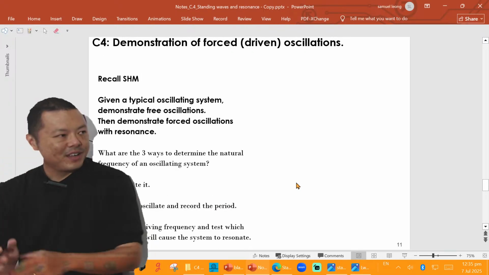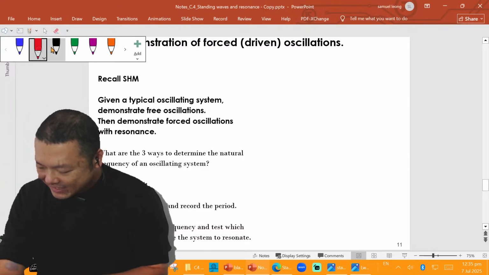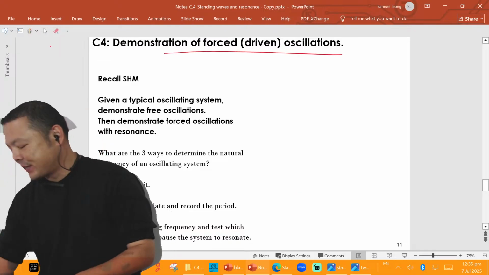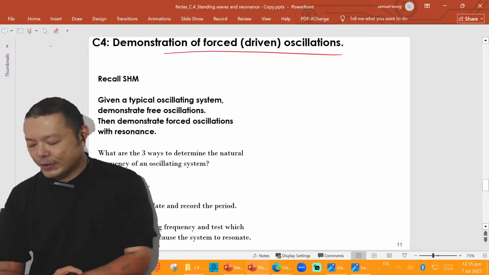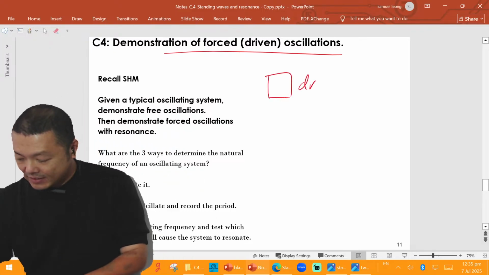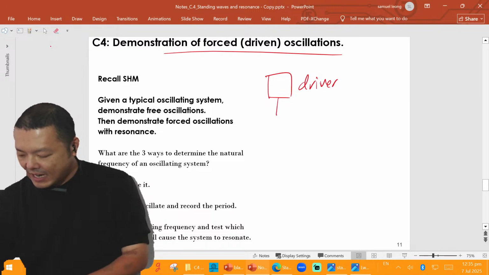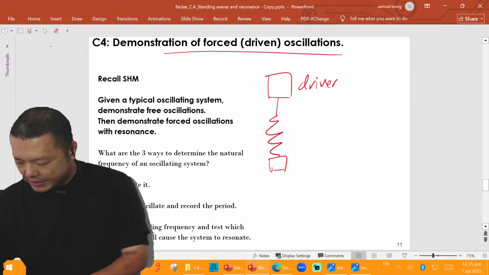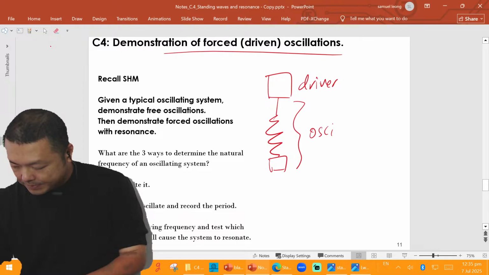Okay, so I just showed you the demonstration of forced oscillations. I already showed it to you. Forced oscillations means that there is a driver, a driving force, and then your oscillating system at the bottom. So this is your oscillating system.